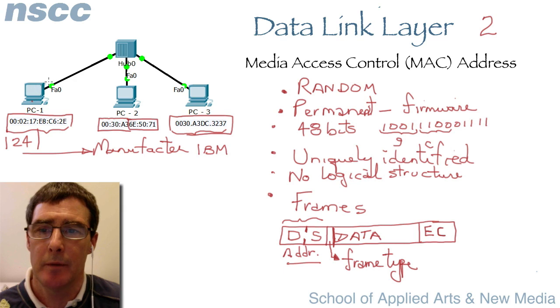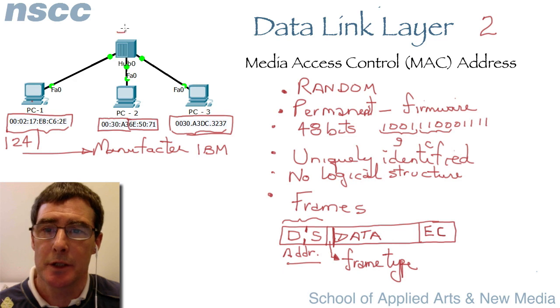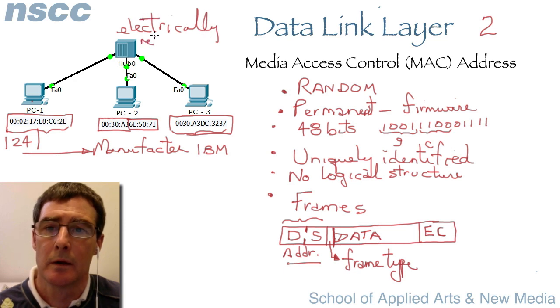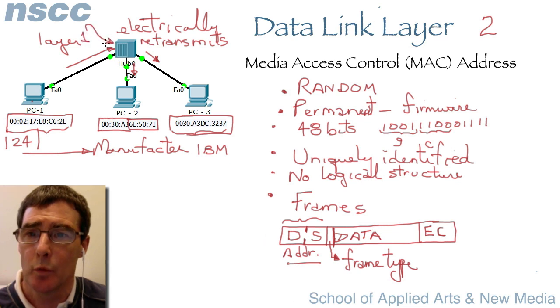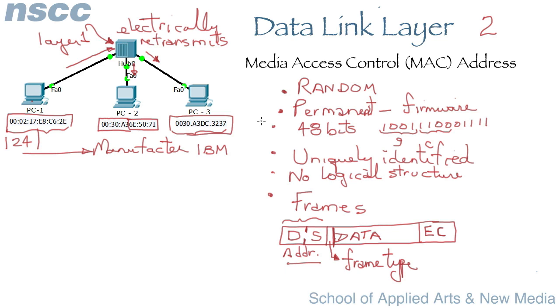Here we have a hub, so any frame that's being transmitted, what a hub does is basically it just electrically retransmits signals. So if a signal comes in to a hub, it just electrically sends those signals out all the other ports. So a hub works at layer 1. Now we're not going to work too much with hubs, but it's good for the purpose of our talk here.